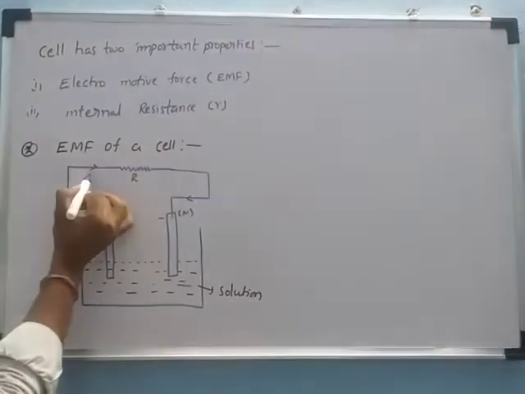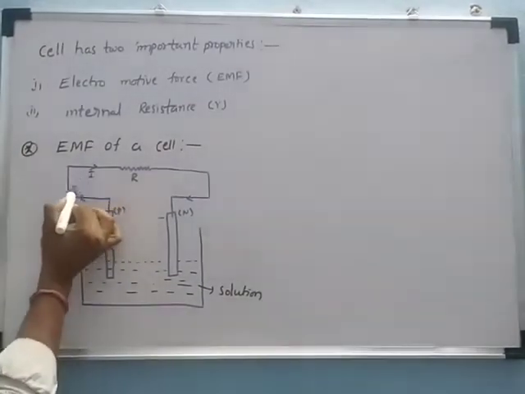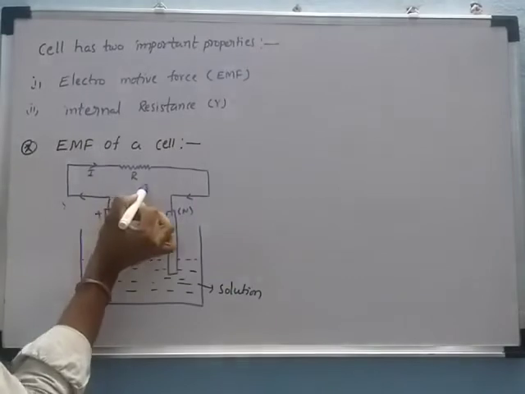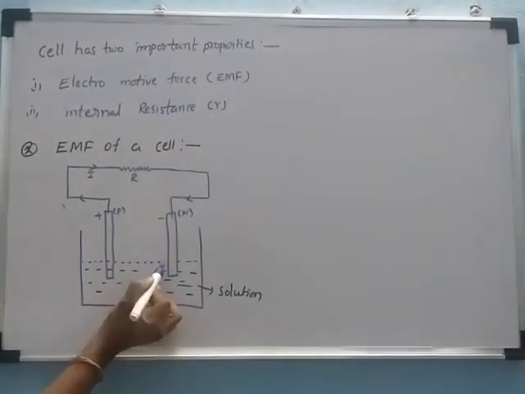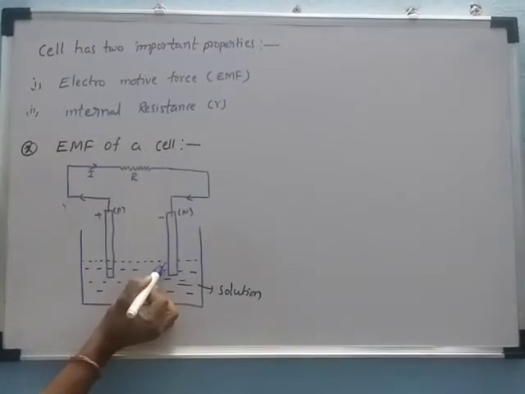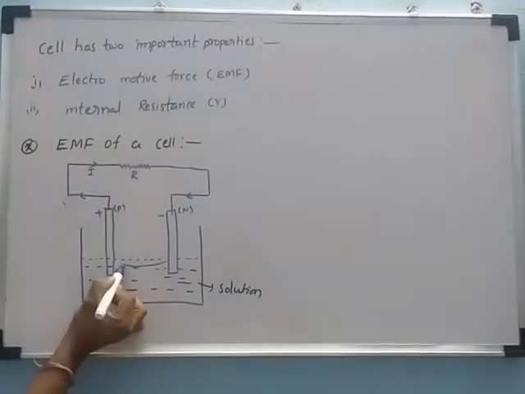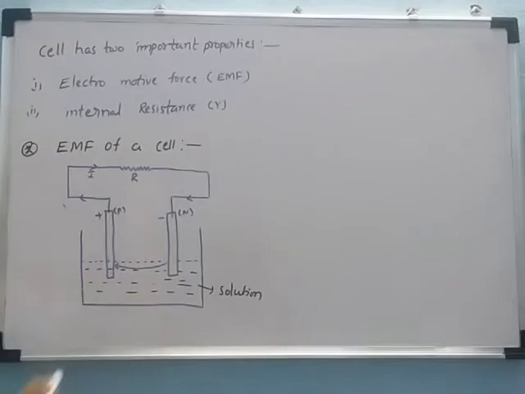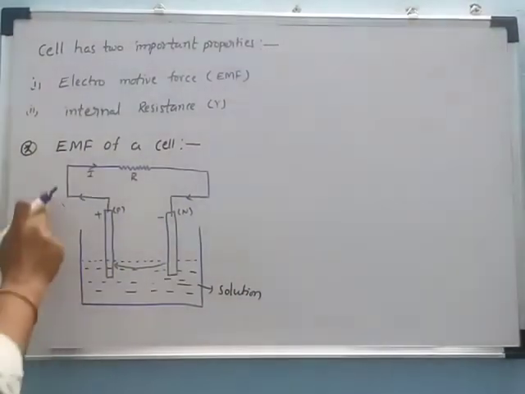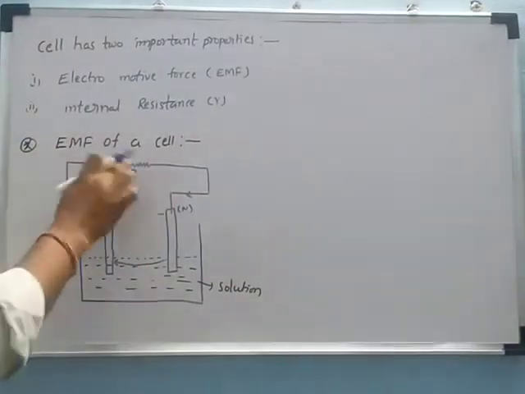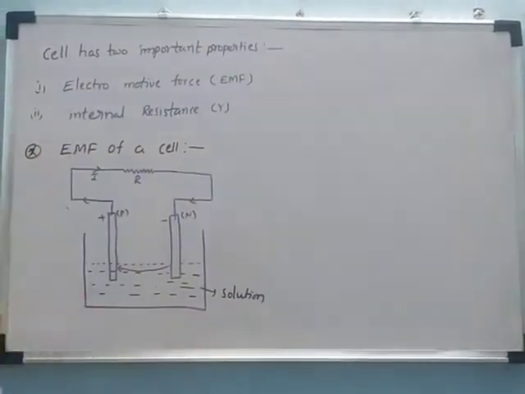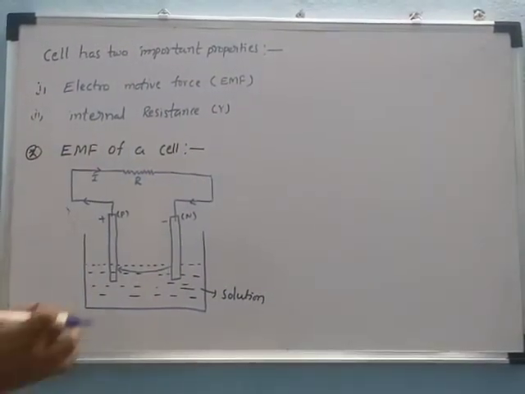Now this is the current I that is passing. Some external work is done and the charges move to the negative terminal. After that, inside the solution, the charges again move from the negative terminal to the positive terminal. This is called one circle, or the circuit. Now there is the EMF of a cell.